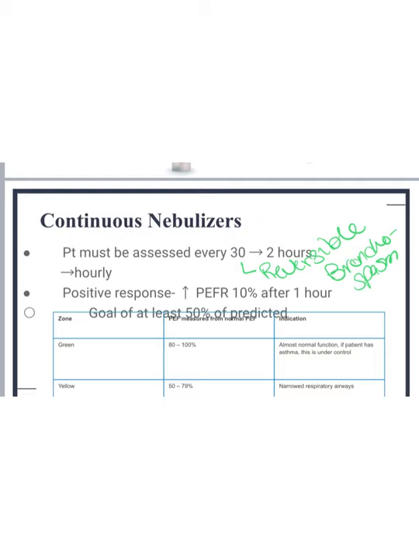That being said, if a patient is in a severe exacerbation and requires continuous nebulizers, we're not going to ask them to do a peak expiratory flow rate. If it is an emergent situation, we are going to worry about treating the symptoms before they get worse. The goal is to get at least 50% of predicted.